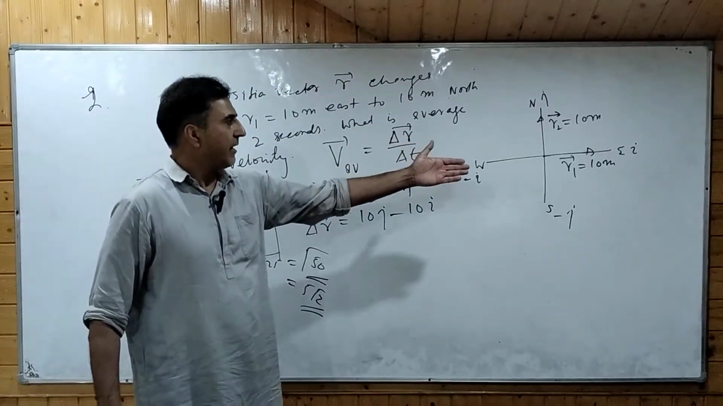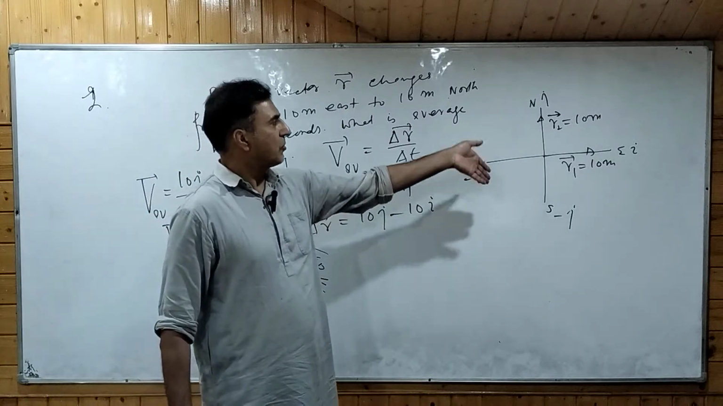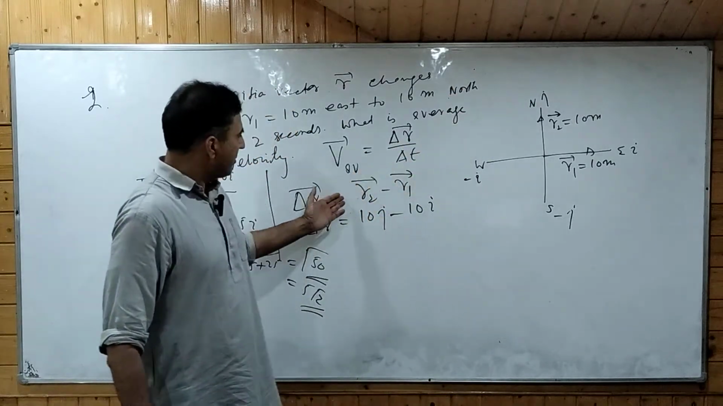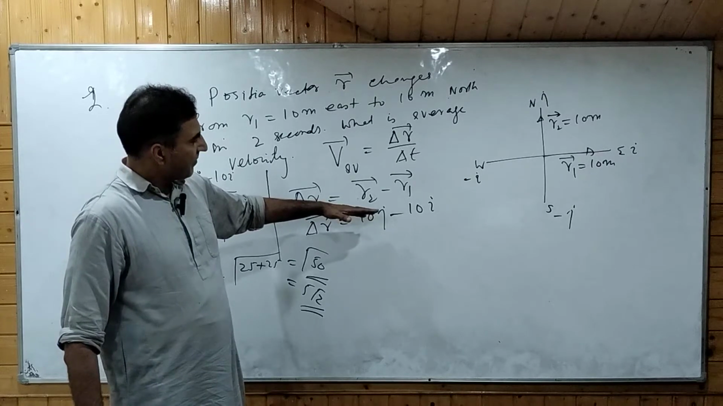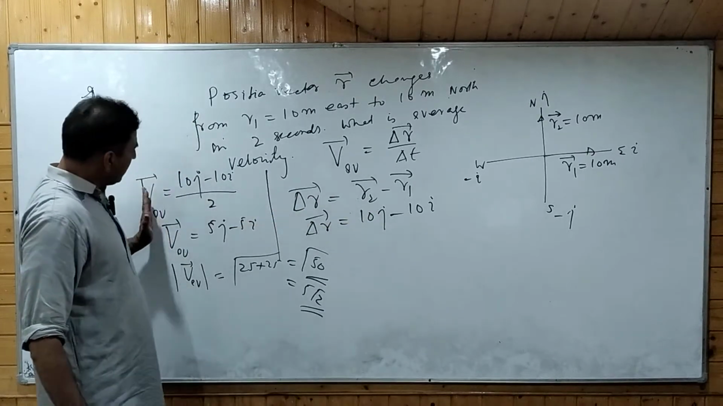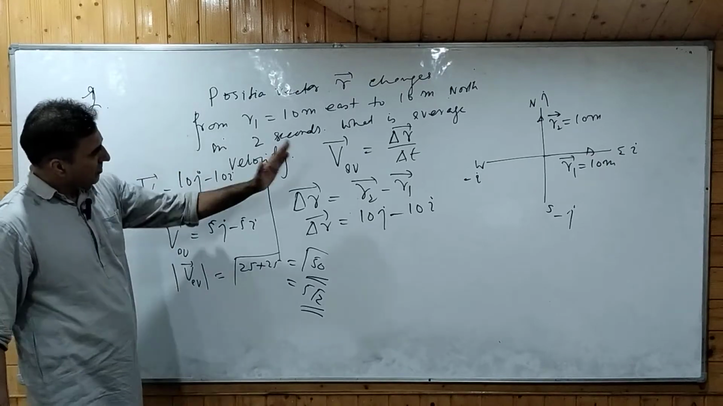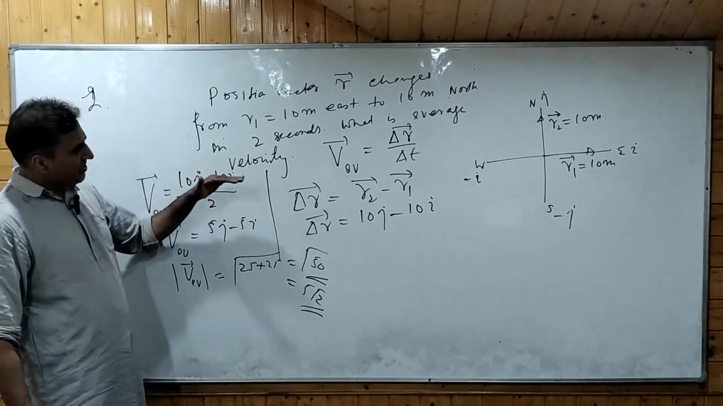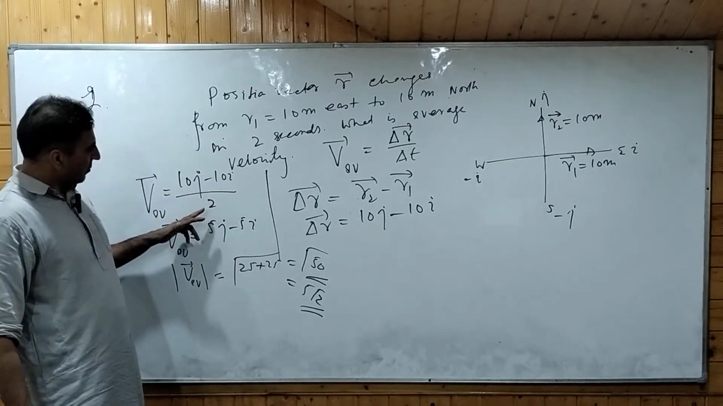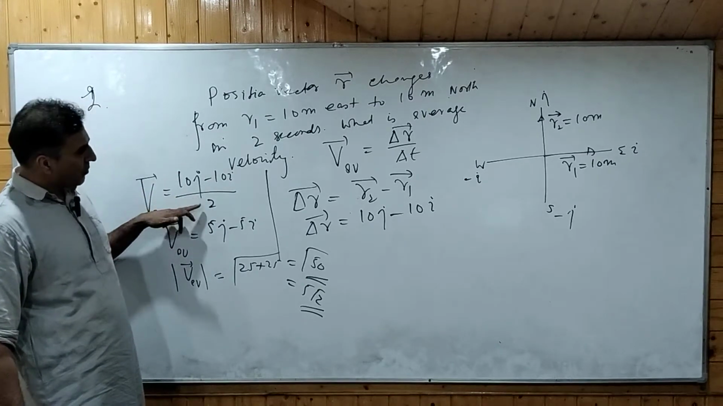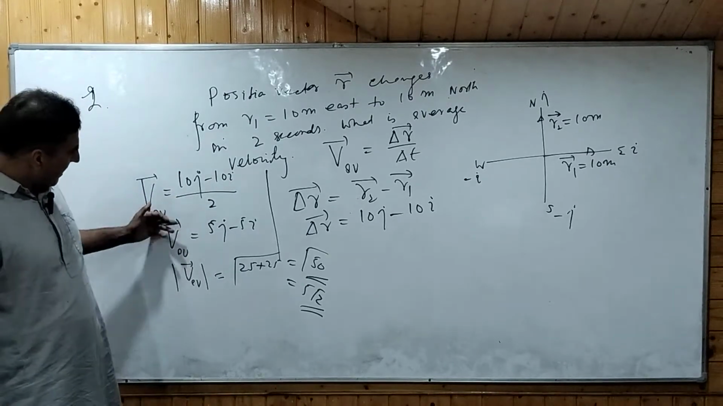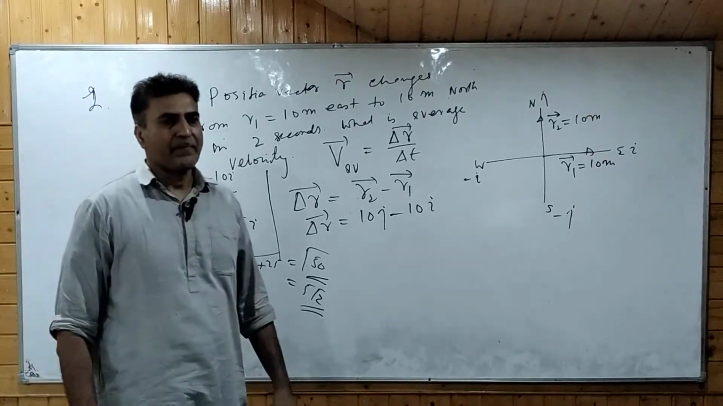You have a vector in the i direction, then the vector changes to the y direction. You find the change in the vector in a mathematically consistent way, and finally you find the change in position vector. That will give you how much change in position vector has taken place in 2 seconds and how much change in position vector has taken place in 1 second. That's why you have to divide by the time, and finally you get the average velocity.